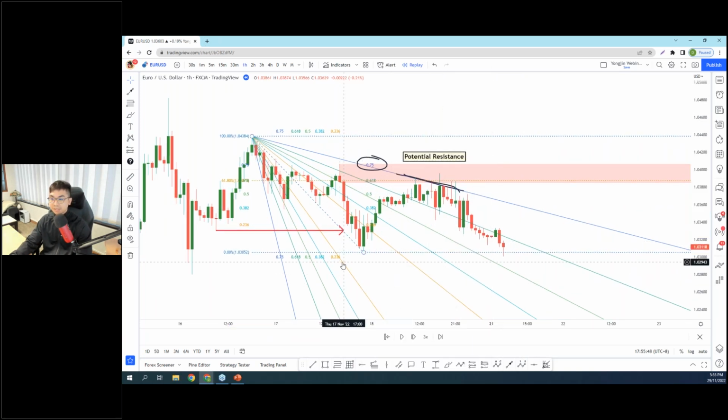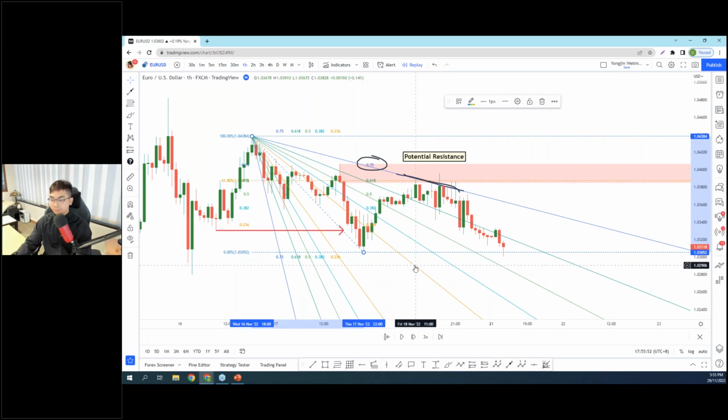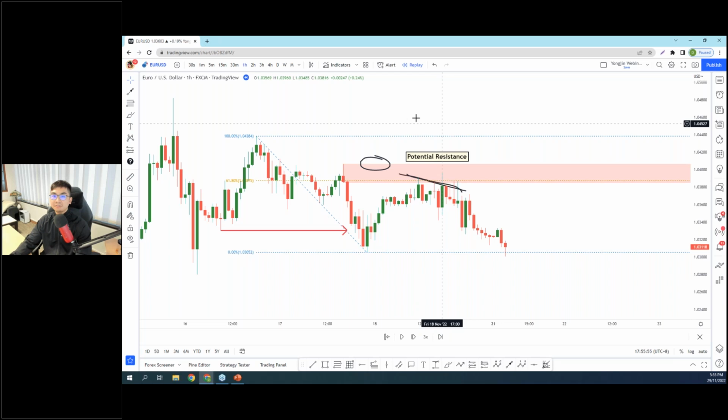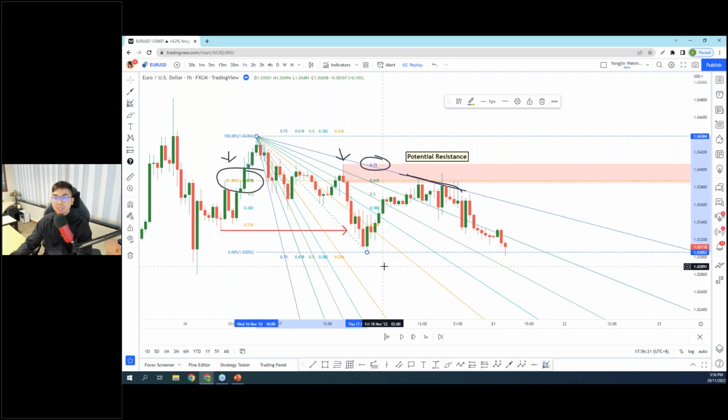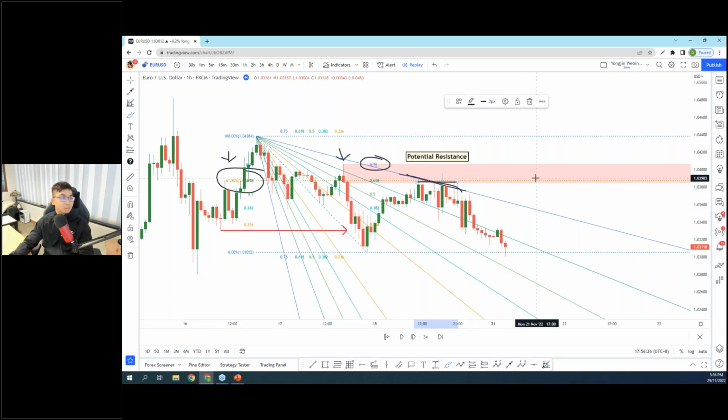If I delete the fan for a moment, you actually notice that area is in line with another golden Fibonacci area, the 61.8% Fibonacci line. So many confluences in play. We have a supply zone, a potential resistance zone, and we have the Fibonacci fan, which is the 75% speed line. So we have three confluences in place where we can watch for price to potentially reverse to the downside.